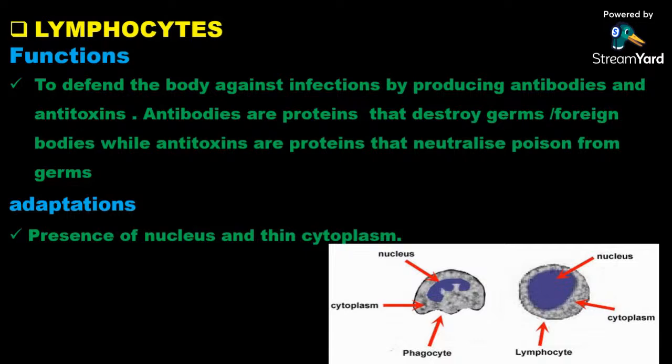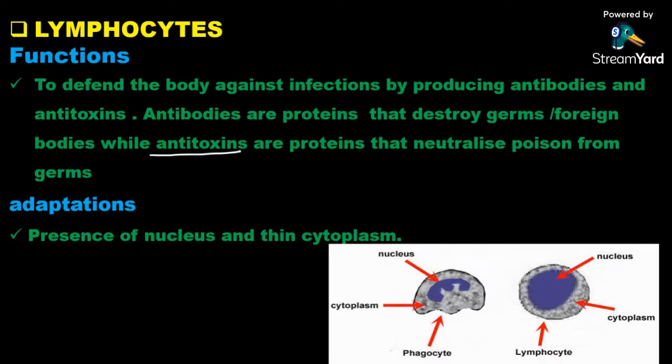Then we have what we call the lymphocyte. The function of the lymphocyte is to defend the body against infection, but this one by producing antibodies and antitoxins. What are antibodies? Antibodies are proteins that destroy germs or foreign bodies. And antitoxins, we are looking at anti-poison, which means against the poison. So it neutralizes the poison from the germs.